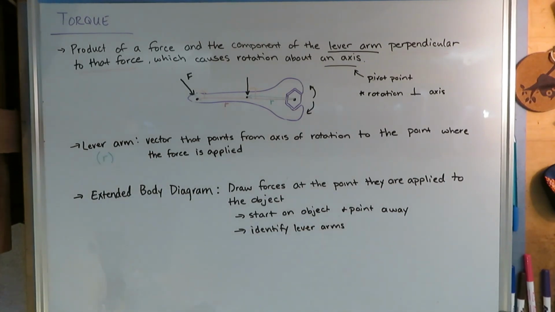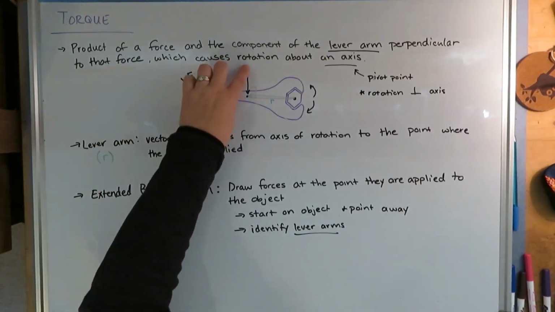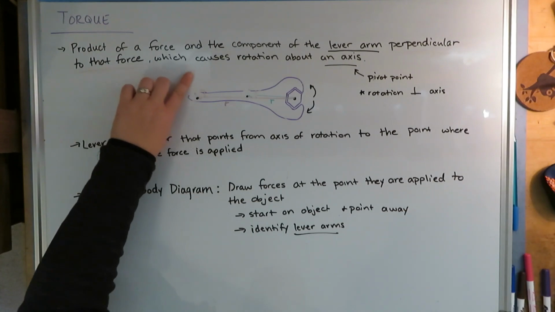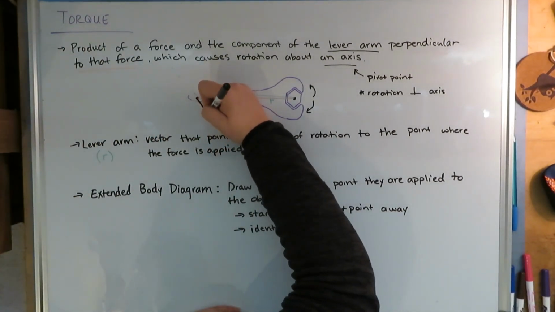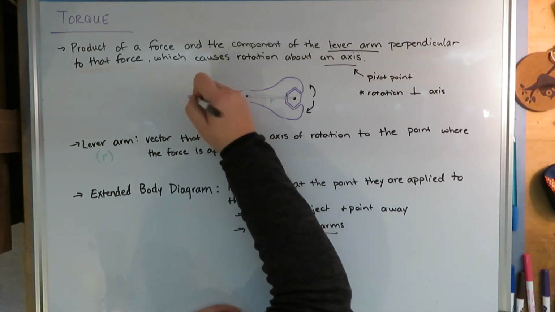So it's really important to actually draw the forces, which will allow us to identify our lever arms. That's going to be part of our process when we solve problems involving torque. If I wanted to draw an extended body diagram for this guy here, I don't want my force drawn like this, even though that's how it might look in the picture. I'm going to redraw my force so that it is starting on my object where it is applied.